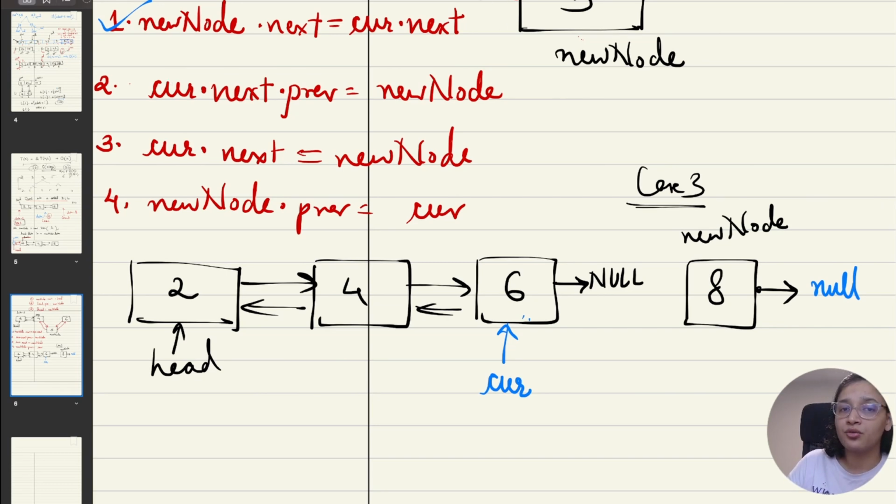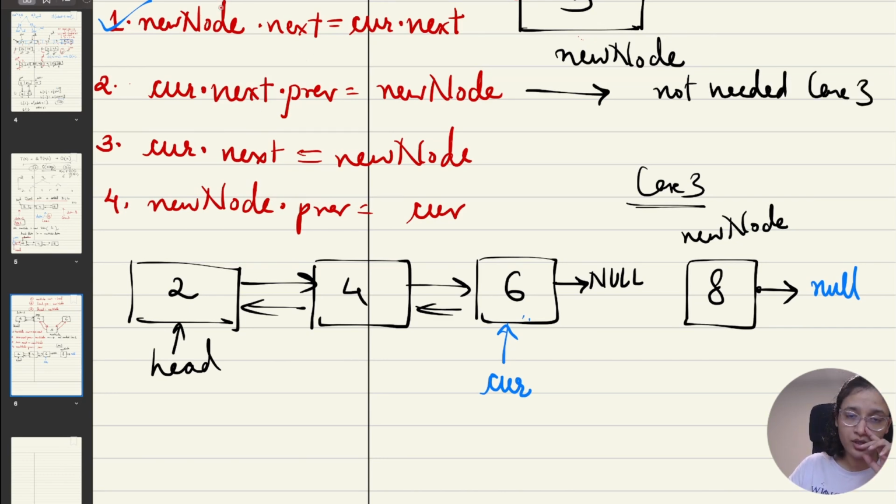So let me just make a note of this, that this particular step does not work or is not needed. Okay, let me write it that way. It's not needed, right? Because we do not have any node after the last node. So this is not needed. For what case? For my case number 3. So step number 2 is not needed for your case number 3.